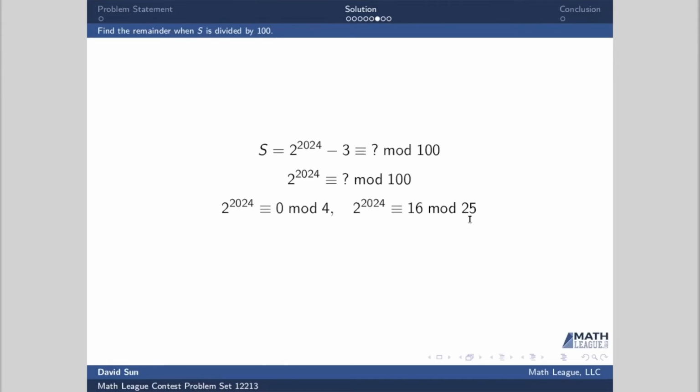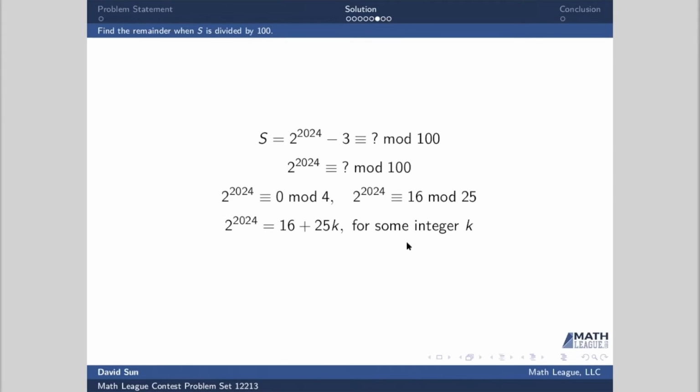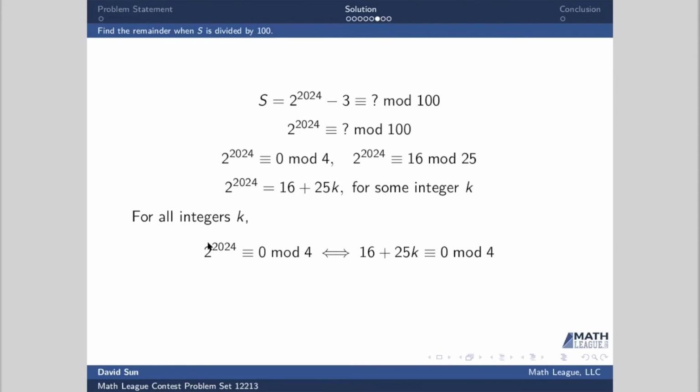So let's first consider this right-hand equivalence once more. We know that 2 to the power 2024 is equal to 16 plus 25k for some integer k. That's what this equivalence on the right means. Furthermore, for all integers k, in order for 2 to the power 2024 to be equivalent to 0 mod 4, we must have that 16 plus 25k has remainder 0 when divided by 4. That's making use of this equivalence on the left here.